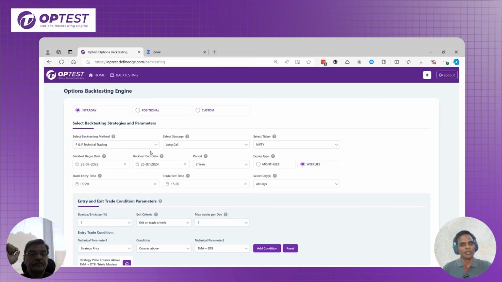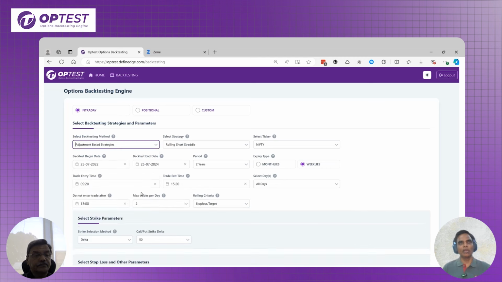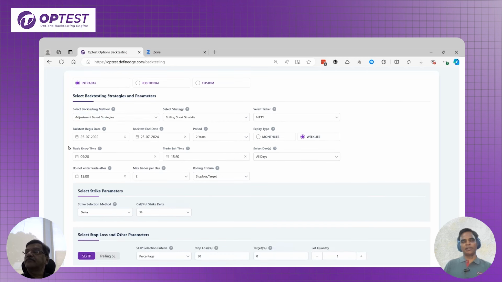Okay, so these are different strategies. Renko and other things I'll show in the other one, the positional based strategies. Now, adjustment based strategies. The adjustment based strategies.